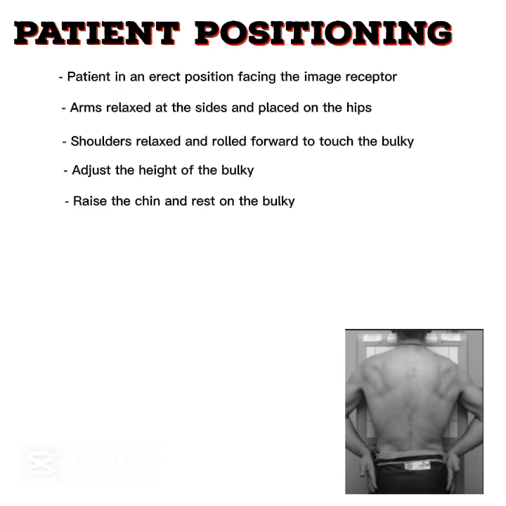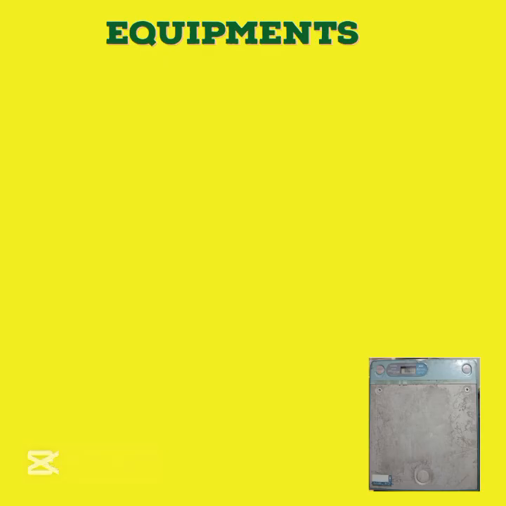Now let's look at the equipment. The equipment needed for the chest X-ray PA technique: you need a 35 by 43 cm, or if you want it in inches, a 14 by 17 inches cassette. It's usually in landscape position, but in some cases it may be portrait depending on the size of the patient.